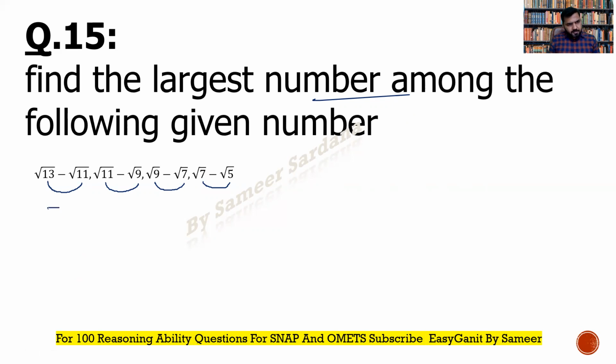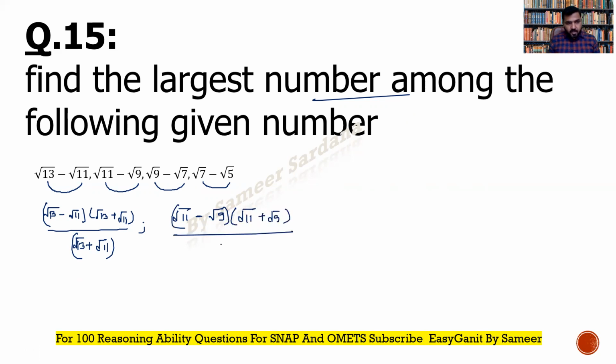Can I write down this term as root 13 minus root 11, multiplied by root 13 plus root 11, the conjugate, as well as divided by it? So this is how you can write the first term. Similarly, the next value can also be written as root 11 minus root 9, multiplied by root 11 plus root 9, divided by root 11 plus root 9.